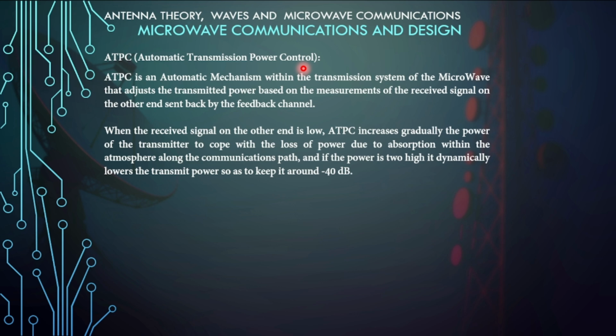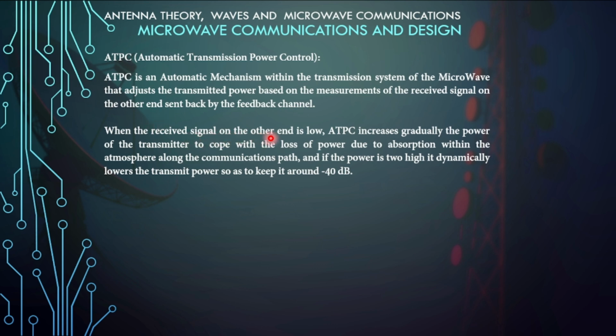ATPC, Automatic Transmission Power Control. ATPC is an automated mechanism within the transmission system of the microwave that adjusts the transmitted power dynamically based on the measurements of the received signal on the other end, sent back by the feedback channel. By the way, for two microwave points, you have two frequencies in play: the transmit frequency and the receiving frequency. There must be a difference between the two to avoid interference, which is called TR spacing, which is transmit, receive spacing. Usually it's a band of 500 megahertz, around that value.